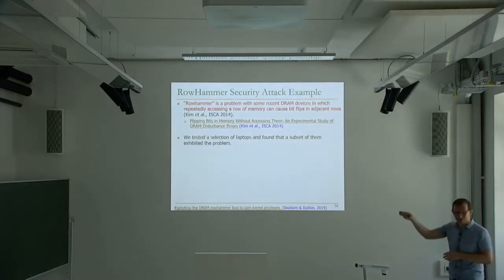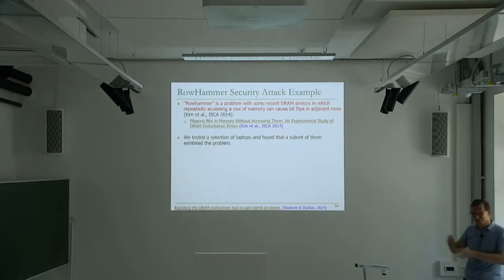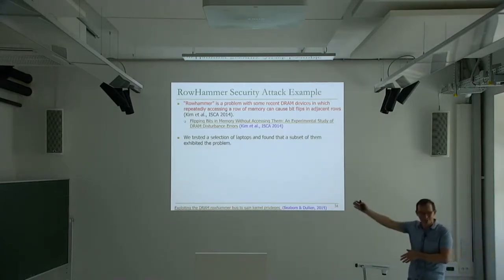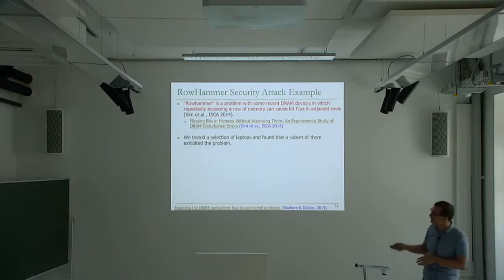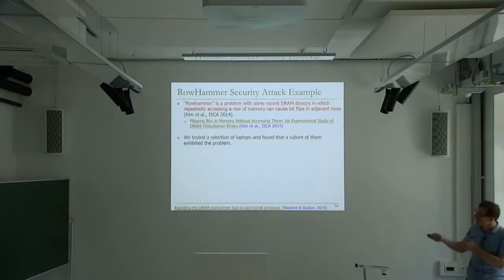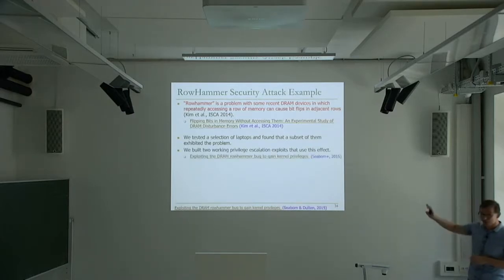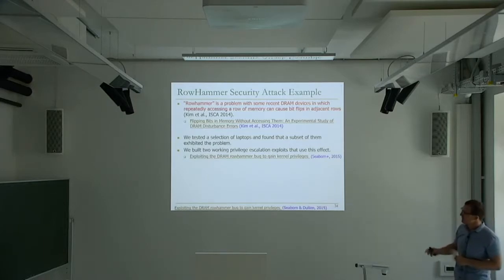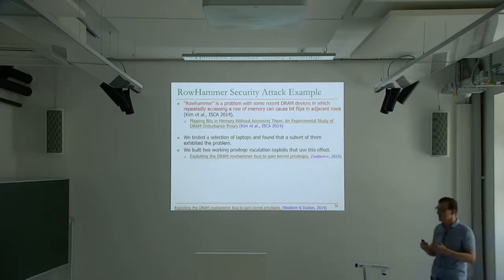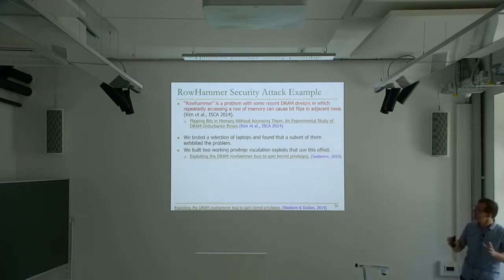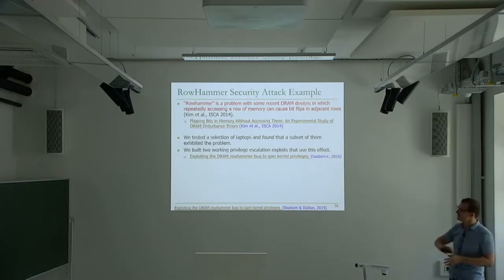But these folks at Google Project Zero apparently believed after the paper was published. So if you didn't publish the paper, then they wouldn't be able to develop this attack, clearly. But they believed us, and they basically built two working privilege escalation exploits that use the effect. And you can read this blog post, and I would definitely recommend reading it. It's beautiful security engineering. One of the privilege escalation exploits is not that interesting to me. Basically, it takes over the Google Native Client. Okay, that's fine. It's a virtual machine that you could get out of the sandbox of.